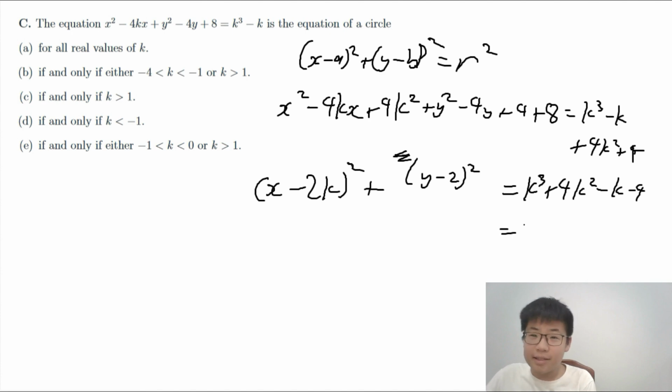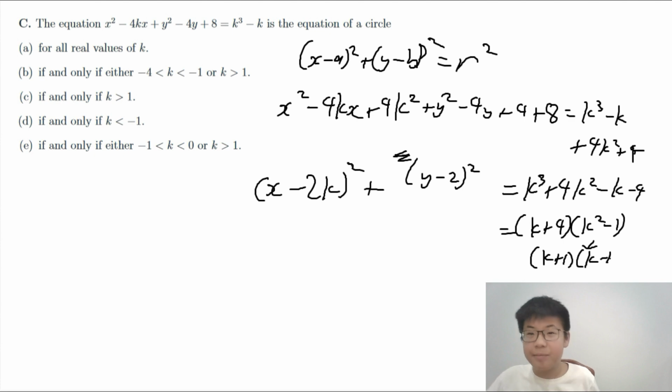And then on the right side, we can factorize it to get (k plus 4)(k squared minus 1). And then this k squared minus 1 can be factored even further to (k plus 1)(k minus 1) by the difference of squares identity. How I obtain this factorization is basically by inspection. You can see the factors quite easily, and the factors are usually interlocking.